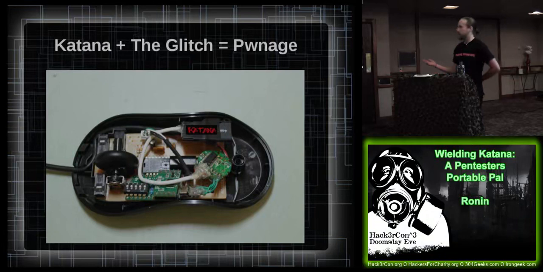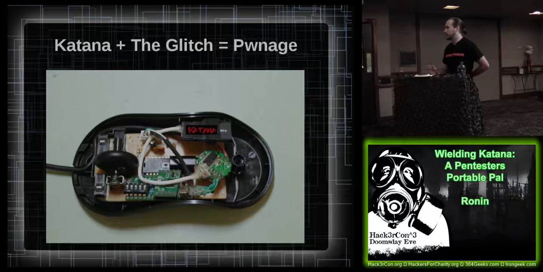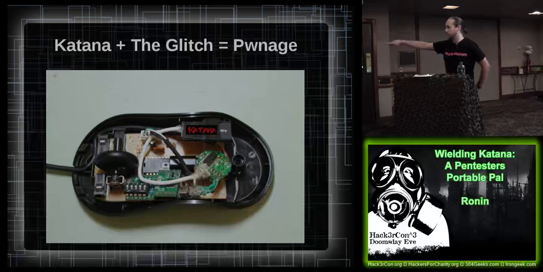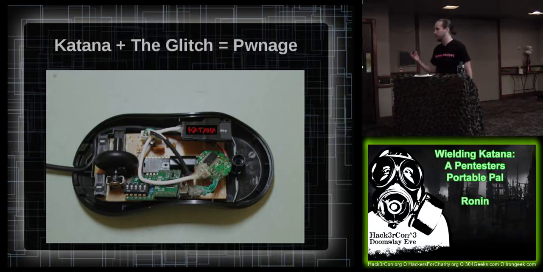You use something like the Glitch plus Katana equals pwnage. I'd been talking about the Glitch during the con and doing the workshop on it. I'm not going to go into it too much now, but here's a computer mouse that I've put a USB hub into, and then I've soldered in the Glitch, which is basically a hardware attack environment. And then I've got a micro SD to USB adapter in there. So it's basically the hub connects to the computer, and then these three devices connect into the USB hub.